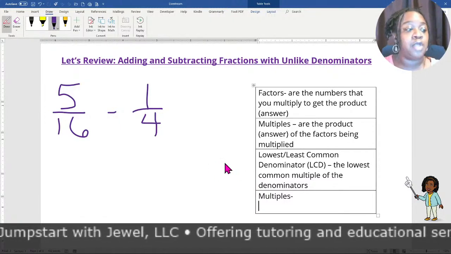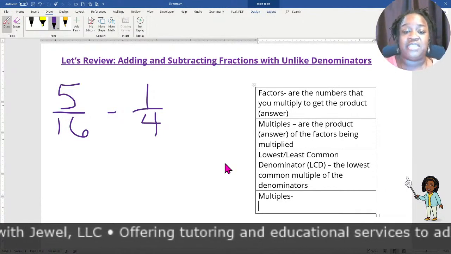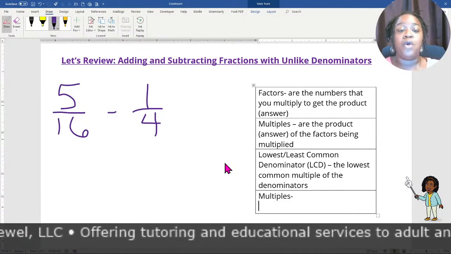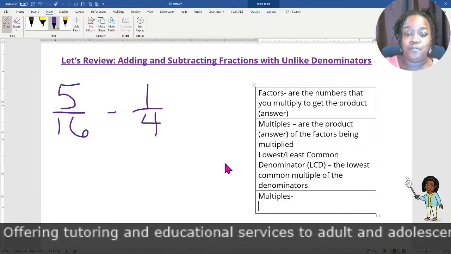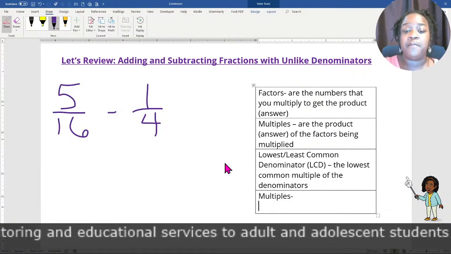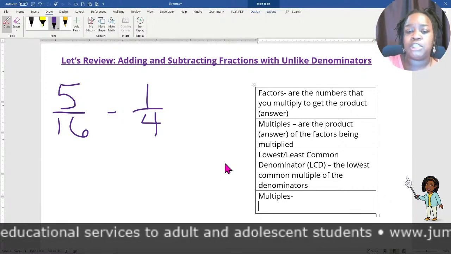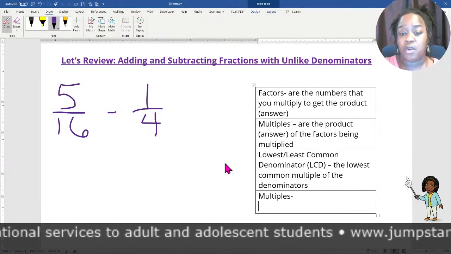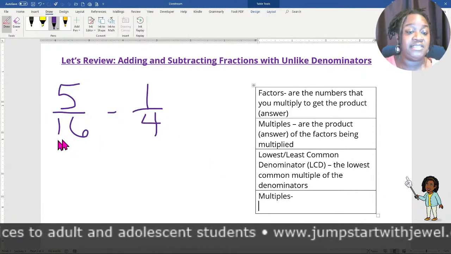Again, the multiples are the products, the answers of when you've multiplied the factors together. So if you don't know your multiplication facts, you would write your multiples out. This is how you find the LCD. So the multiples, and you usually list them in numerical order to help you. So the multiples of 4, because one of our denominators is 4 and one is 16.